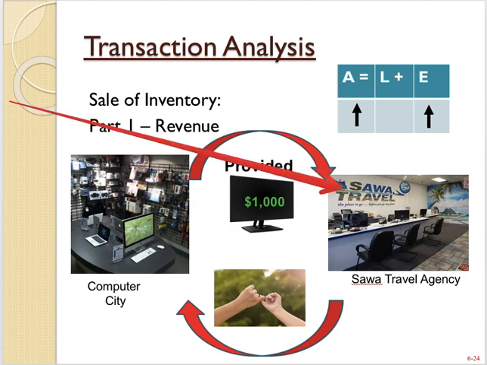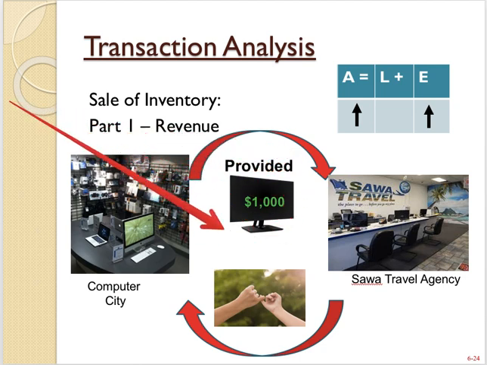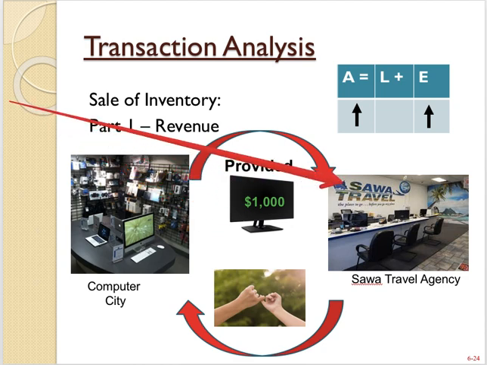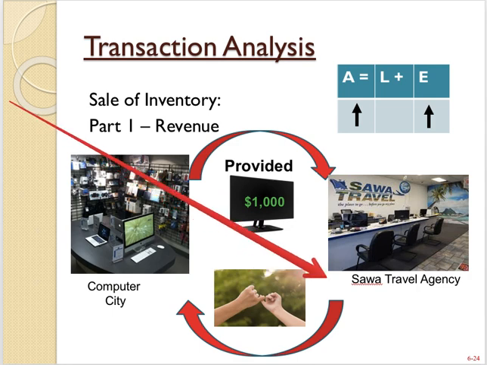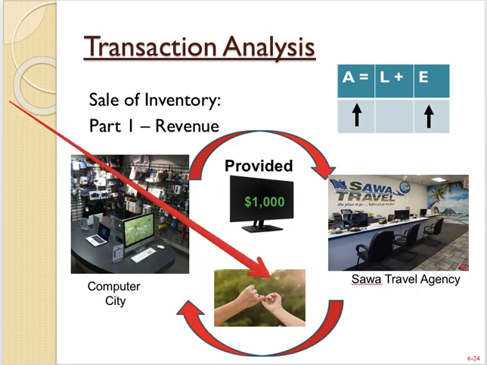Now, Sawa Travel Agency couldn't go to the wholesaler to buy it directly. They couldn't go to Acer to buy it directly. They had to buy it from a retailer like us, and that's what they're really paying us for, providing the goods to them. So we're going to value that at $1,000 because that's what Sawa was willing to pay. So we provided the monitors, and in exchange, they gave us a promise to pay us in the future. And we know that because it says that payment is due in 30 days.